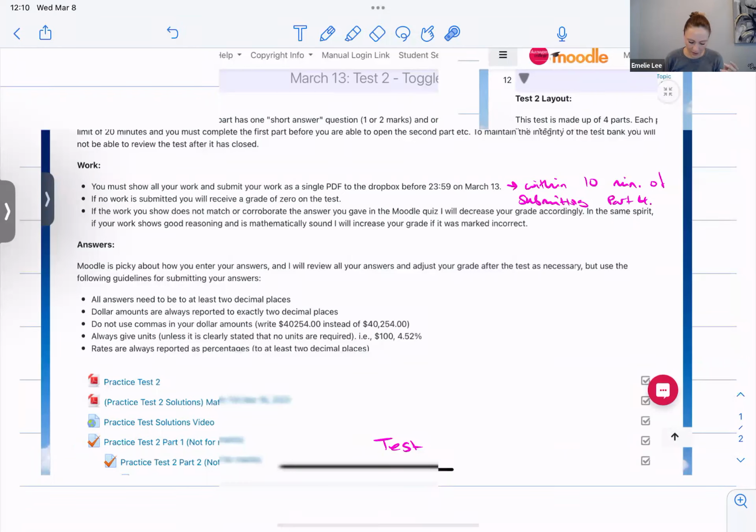In terms of your answers, there are a couple of things that I want you to keep in mind, and we're learning them slowly, right? So you want to give all your answers to at least 2 decimal places. Dollar amounts should be exactly 2 decimal places. You don't do commas.